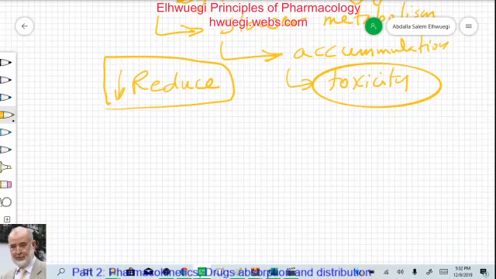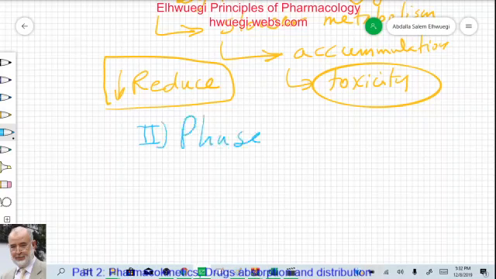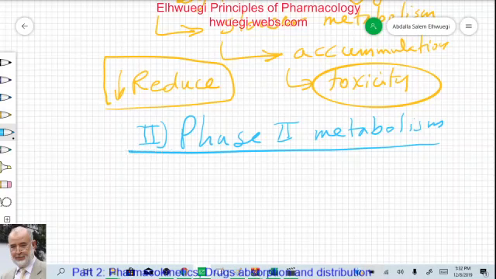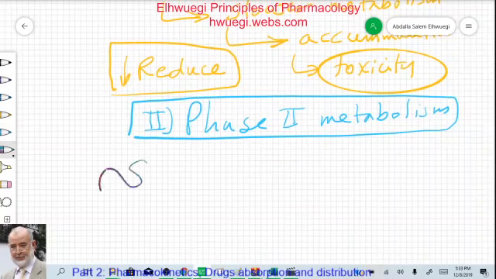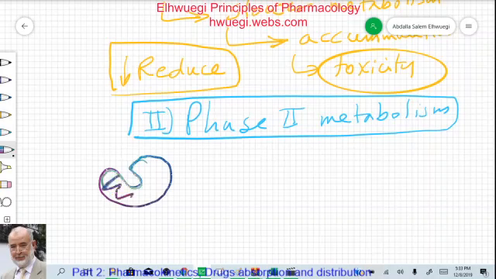The second type of metabolism is known as phase 2 metabolism. What happens in phase 2 metabolism? What happens in phase 2? Usually, in phase 2 metabolism, the drug molecule is conjugated with another larger molecule to form a complex.